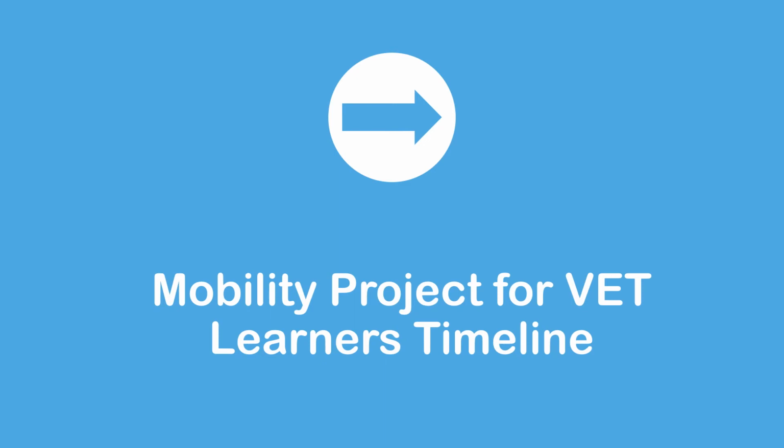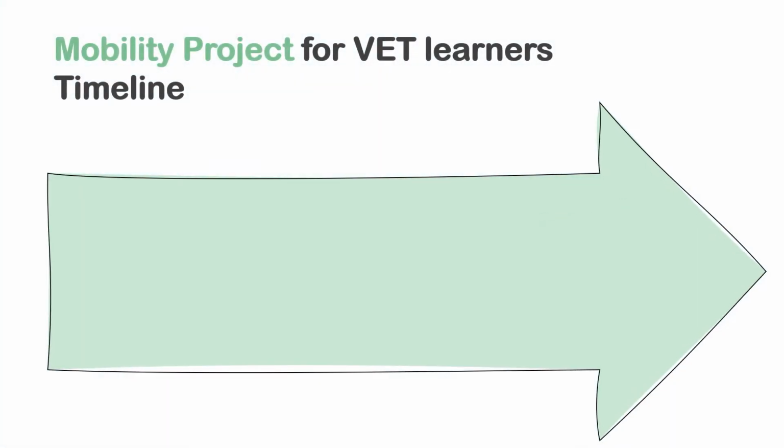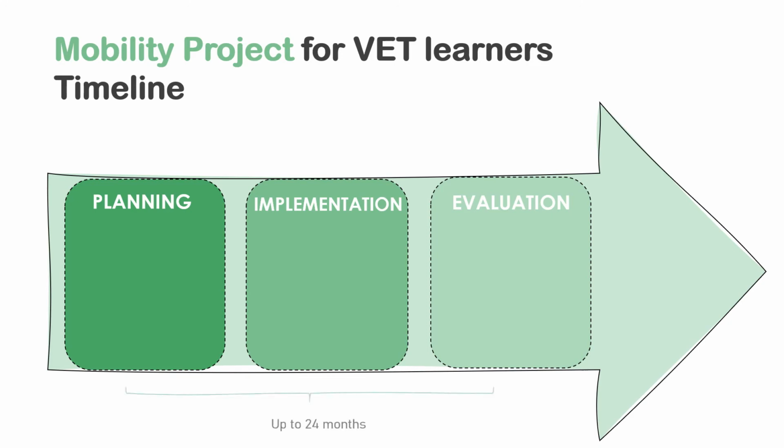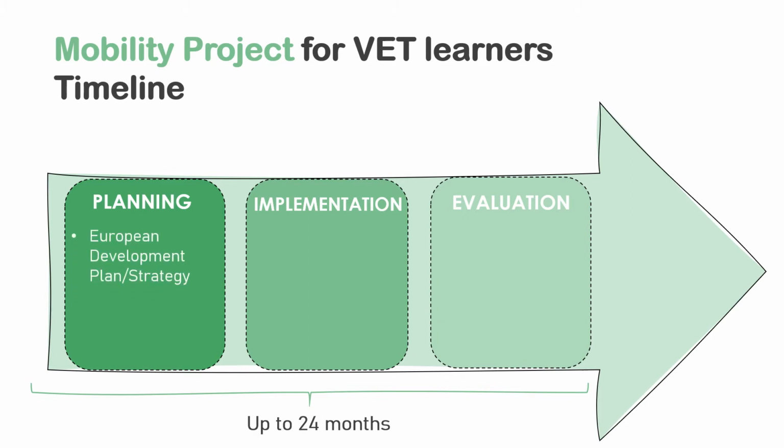To gain a better understanding of how a mobility project for VET learners is structured, we will go a little deeper into the different stages of a project and what happens during each one. Broadly speaking, mobility projects consist of three main phases: planning, implementation, and evaluation, which typically can take place over a period of 24 months. The project itself begins in the planning phase, when the school develops its own strategy for internationalization, known as the European Development Plan.